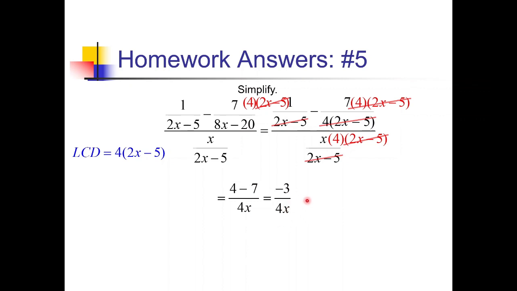What I do need to do, however, since I canceled out these 2x minus 5's, is set that not equal to 0 and leave out that x value, so that people can't plug in something that would make the original undefined. So if I set this piece equal to 0 and solve it, I have to add 5 and divide by 2. So we see that x cannot equal 5 halves. Again, that would make the original undefined, which we don't want.